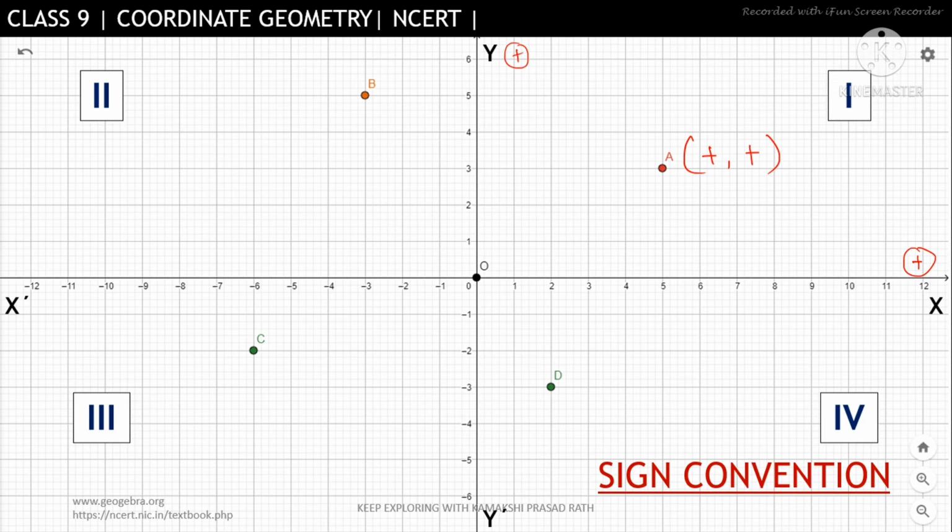Now moving on to the second one, we can see in this quadrant y is positive but x is negative. Hence the coordinates of the point B will be negative, positive. First negative, then positive. So negative x coordinate and positive y coordinate. Next, the third one, C. Now you can see here the point C has a negative x and negative y. Both are negative. So here both the coordinates will be negative.